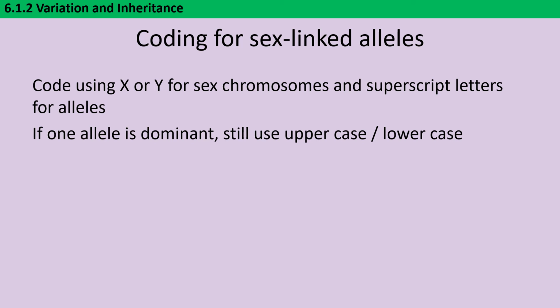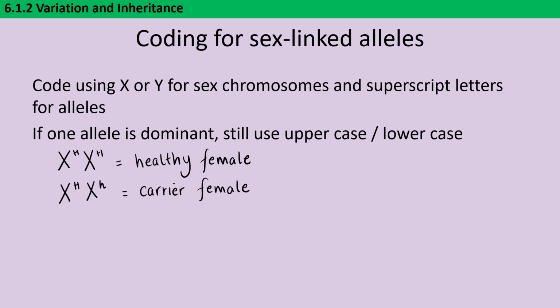Let's take haemophilia as an example. Haemophilia is coded for by a gene that's on the X chromosome. So if a person is a healthy female with two working alleles for that particular gene, we would show her with XX to show that she's female and carrying XX sex chromosomes, and then we would have the two superscript capital H's to show that she has two of the healthy allele. Then if she were a carrier and she had one copy of the allele for haemophilia, then we would show this with a lowercase h.